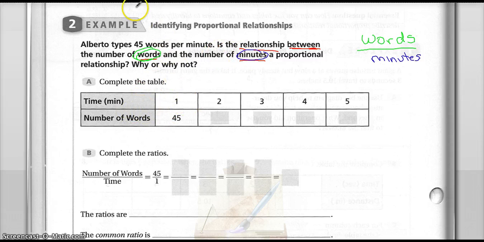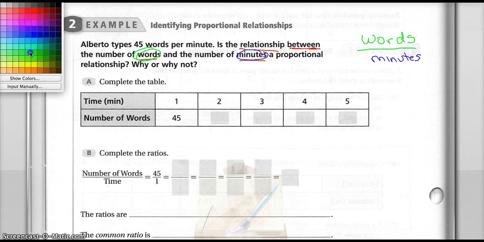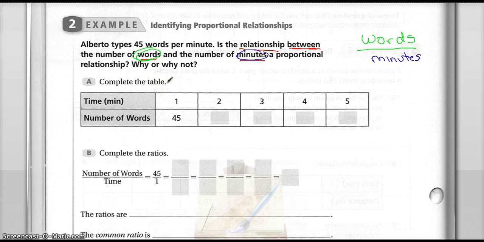So the number of words we're doing in green. He does 45 words in 1 minute. How many does he do in 2 minutes? Well, you might just be able to see that he'll do 90. And then how many does he do in 3 minutes? Well, we might need to do some math. 45 times 3 is 135. Do you see how I did that?